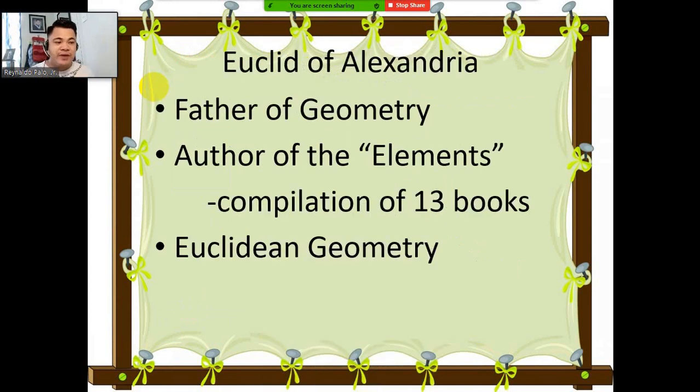Then, Euclid of Alexandria is the father of geometry and the author of the Elements, a compilation of 13 books. The kind of geometry that we are studying right now in high school is Euclidean geometry. Why? There are a lot of types of geometry that we might encounter in our higher years, not only the Euclidean geometry that we know in high school.